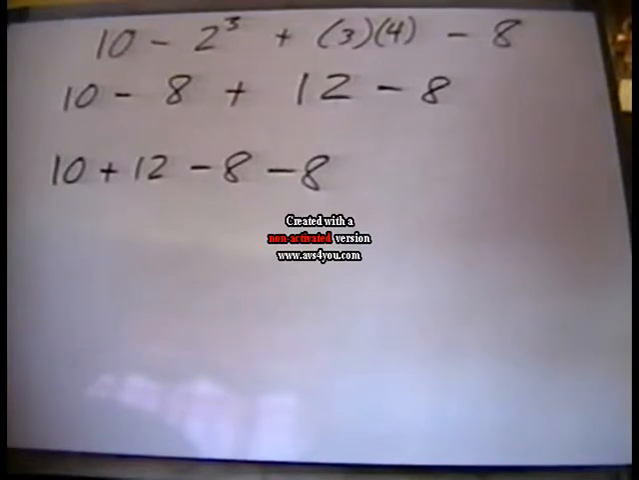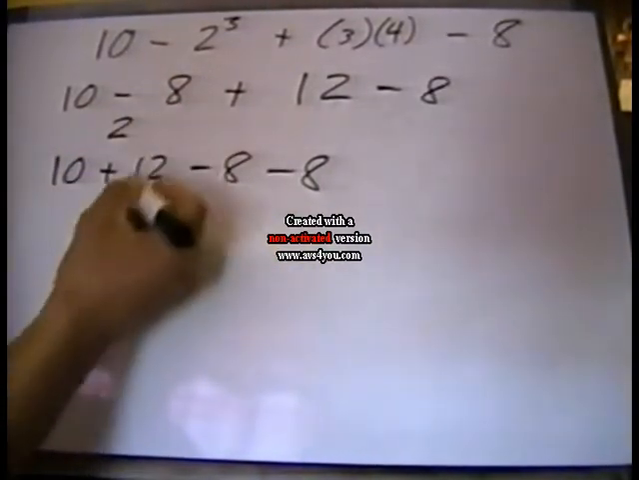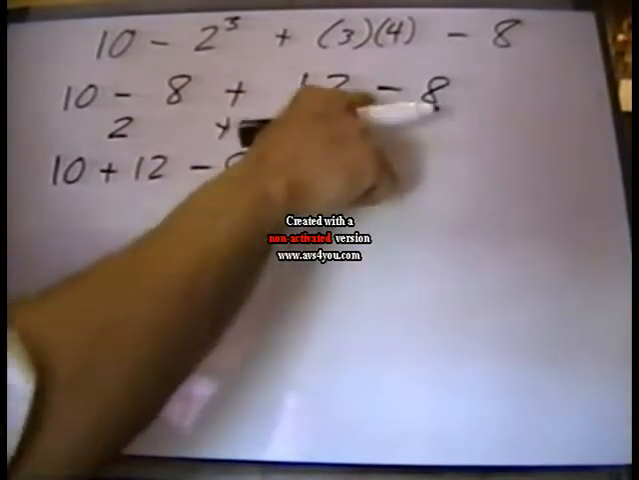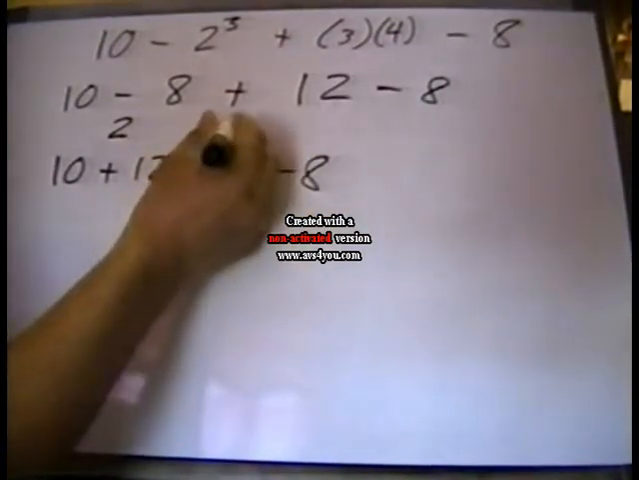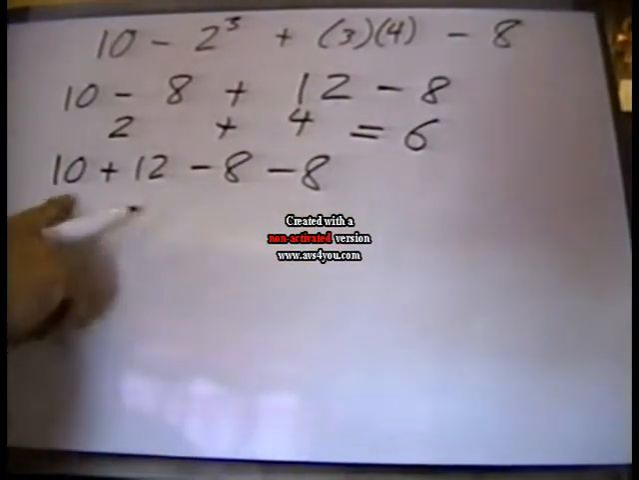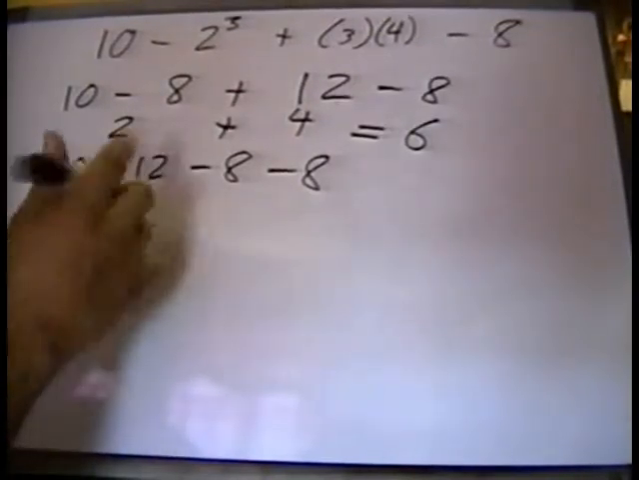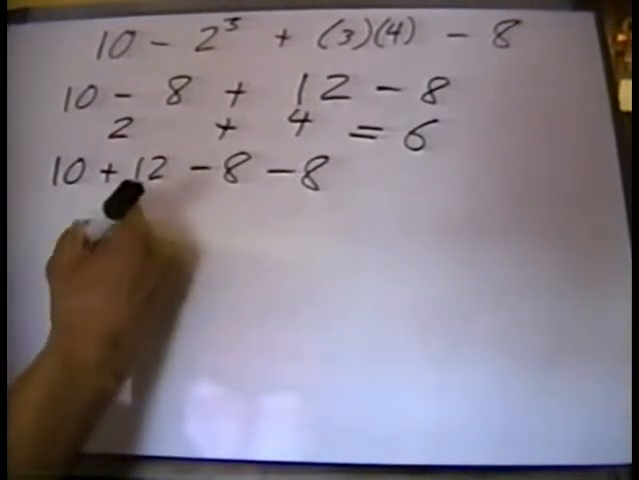You could say 12 minus 8 is 2, plus 12 minus 8, which is 4. 2 plus 4 gives you 6. Now here, 10 plus 12 gives us 22.